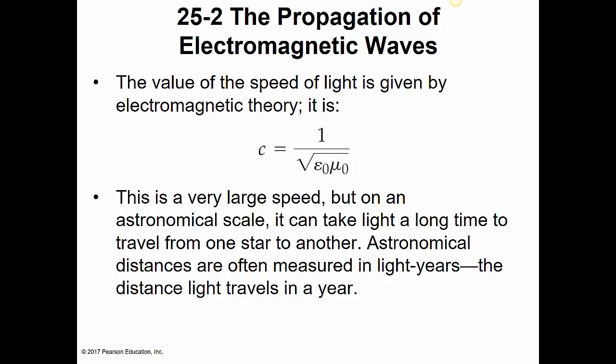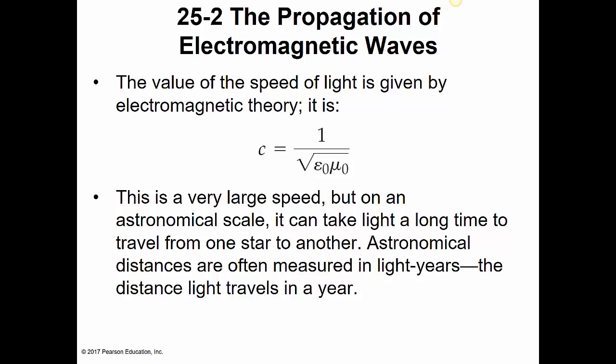Also, the value of the speed of light is related to the electric and magnetic fields. If you remember, we learned about the permittivity of free space, epsilon naught, and the permeability of free space, mu naught, when we talked about electromagnetic waves. It turns out that the speed of light is equal to 1 over the square root of epsilon naught times mu naught. This is a very, very large speed on an astronomical scale.